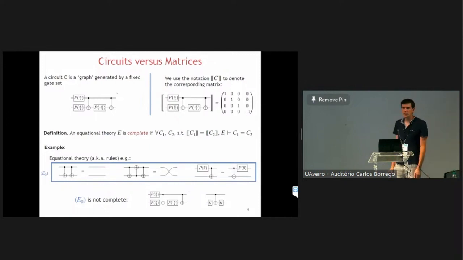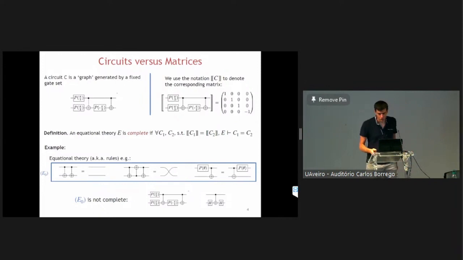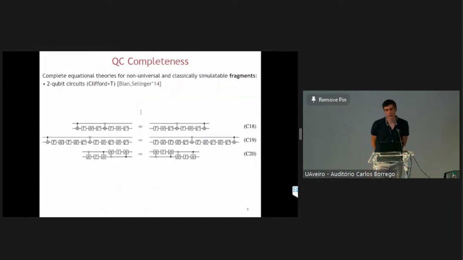One way to see it is that in this equational theory, the number of Hadamards is preserved, it is an invariant. Here we have to transform this circuit with two Hadamards into this one which has no Hadamard. So it's not possible. Here we have an example of an equational theory which is not complete. So what is the state of the art in terms of quantum circuit completeness?